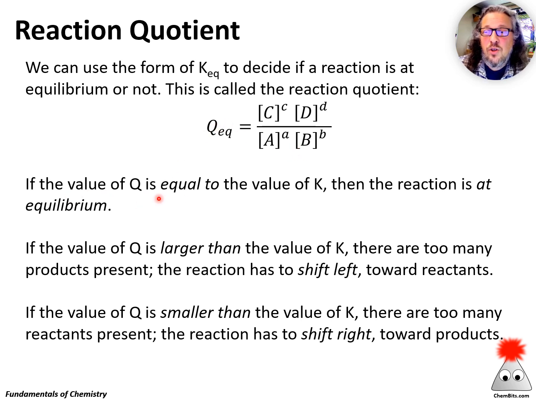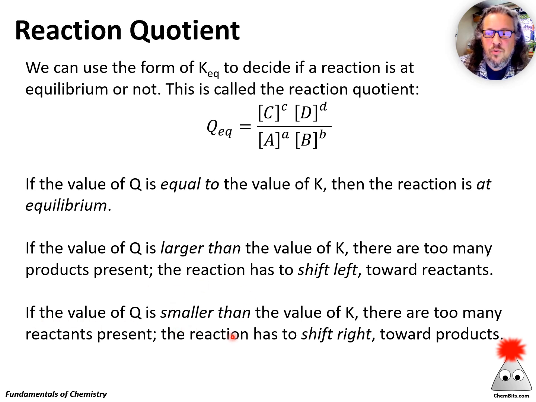If the value of Q is equal to the value of K, if the reaction quotient is equal to the equilibrium constant, well then our reaction is at equilibrium. Handy little reference point. But we can also assess what direction it has to go. We can also assess where it is with respect to equilibrium. So if the value of Q is larger than the value of K, then what does that mean? If it's too big, that means the numerator is too big. The numerator is products. So there are too many products, and the reaction has to shift to the left towards reactants to get to equilibrium.